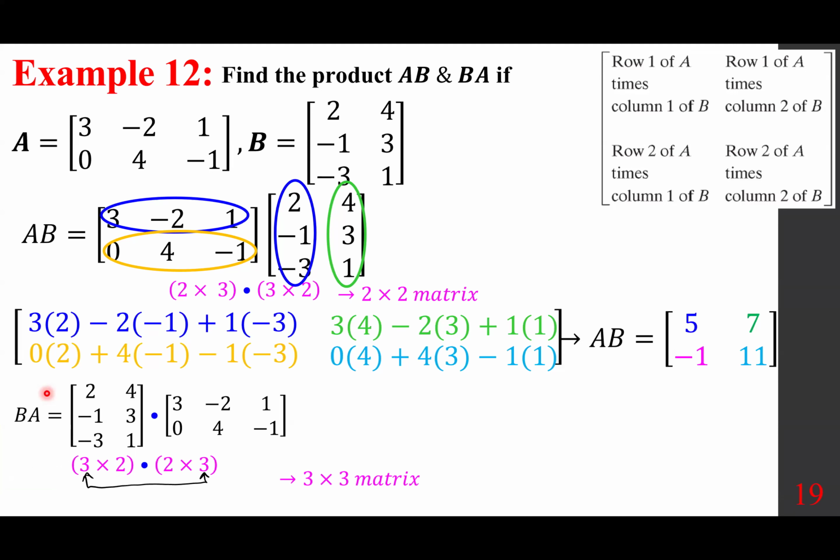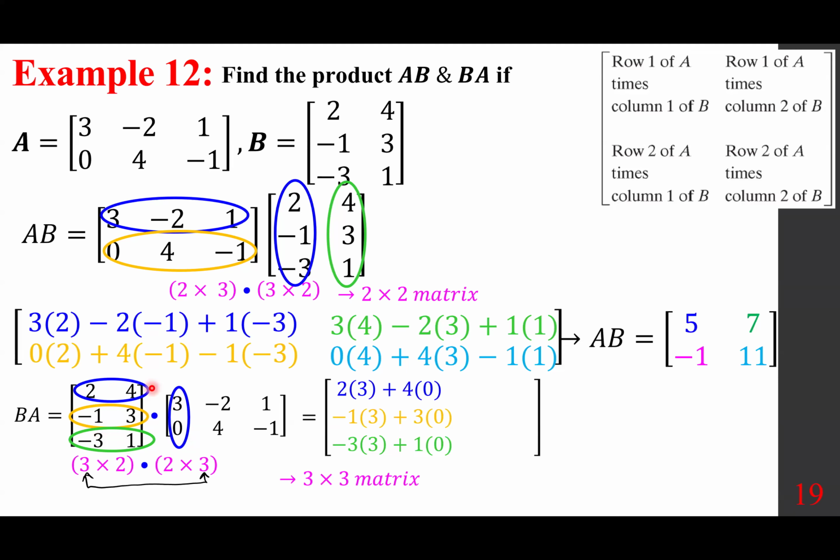So we are going to multiply this one by this one. So you get 2 times 3, 4 times 0. You get minus 1 times 3 plus 3 times 0. We are looking at the very first column. And then minus 3 times 3 plus 1 times 0. So take a look at what happens. This one times this one. This one times this one. This one times this one. And the rest of them follow.